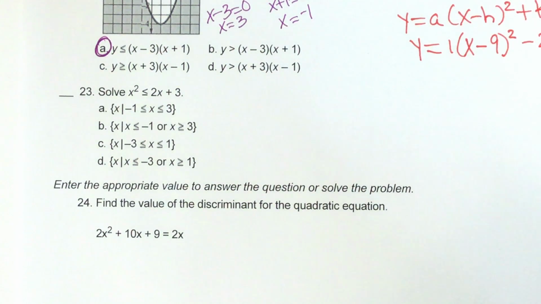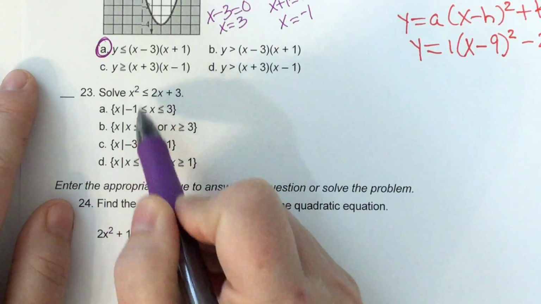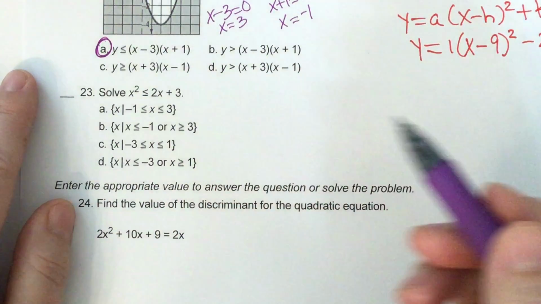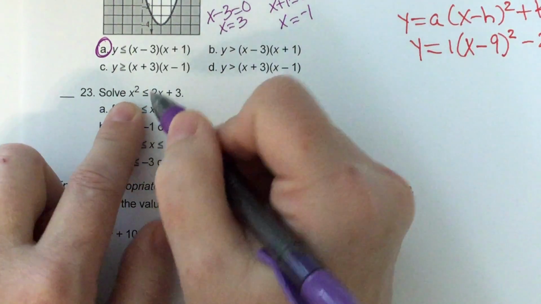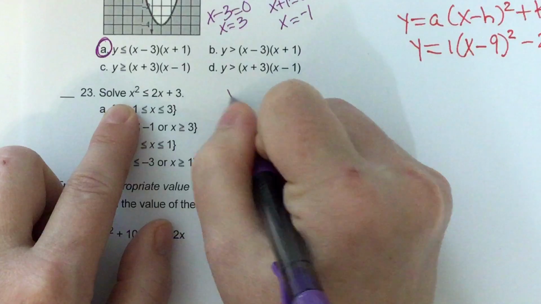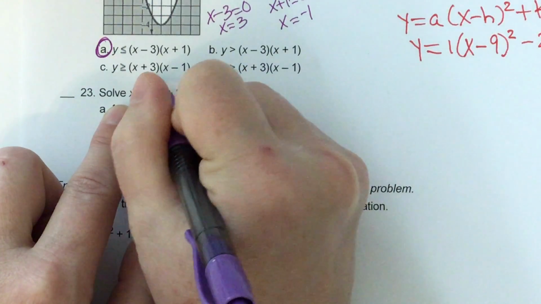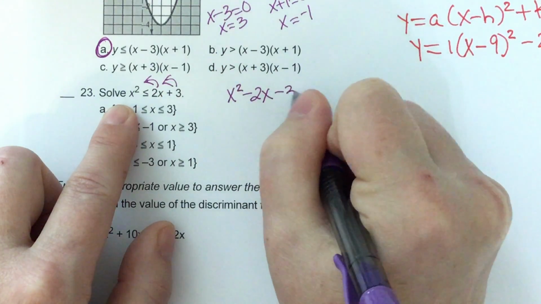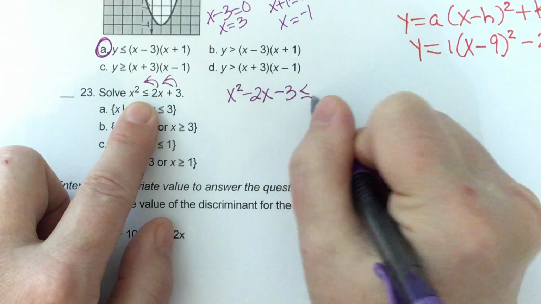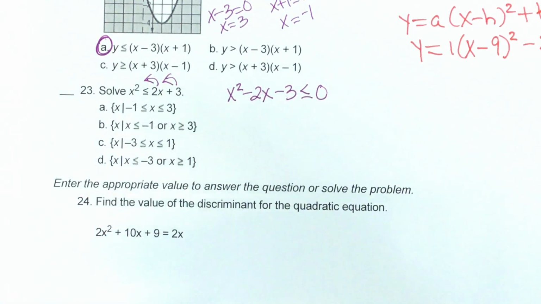Okay, 23. It wants me to solve this inequality, and it is quadratic. So I'm going to set one side equal to 0. I did a couple of these in the last video. So I'm going to leave my x squared alone. I'm going to move the 2x by subtracting it. I'm going to move the 3 by subtracting it. Keep your sign the way it is. And we're going to try to factor this.